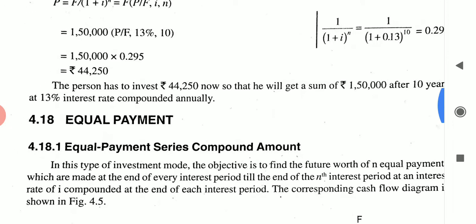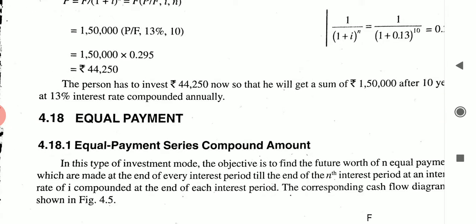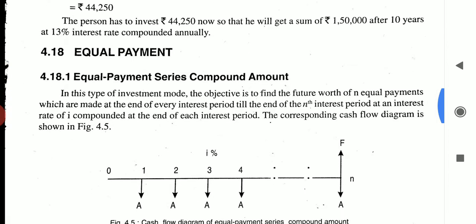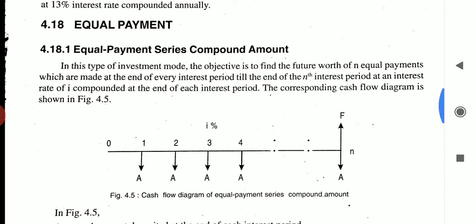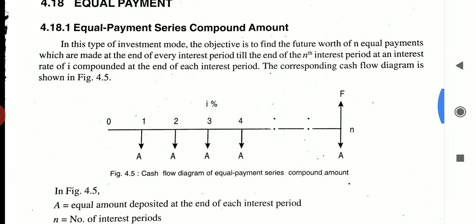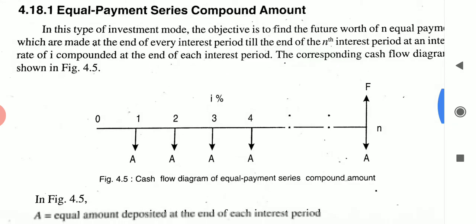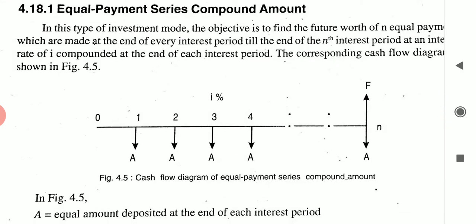That is 44,250 rupees. Okay, so that is nothing but the person has to invest 44,250 rupees so that he will get a sum of 1,50,000 after 10 years at the interest of 13%. After that, the next concept is equal payment. Okay, in equal payment, one flow diagram is there, that is the equal payment series compound amount.